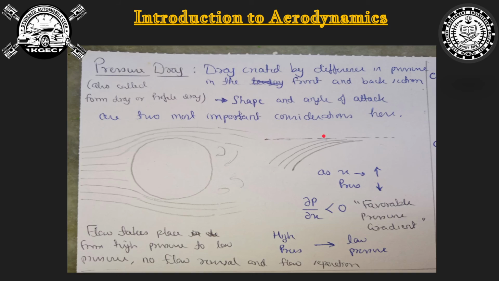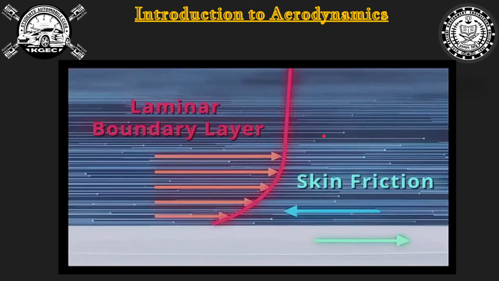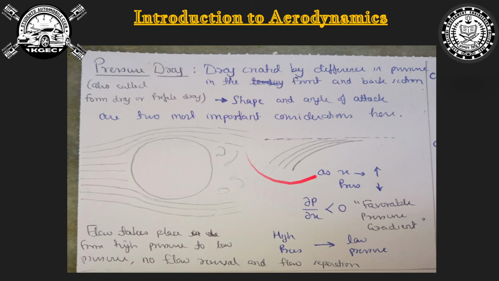So as you see, turbulence is not good for skin friction, but it is good for pressure drag. So you need to take these two into consideration and make your design such that the sum of these two drags becomes minimum.